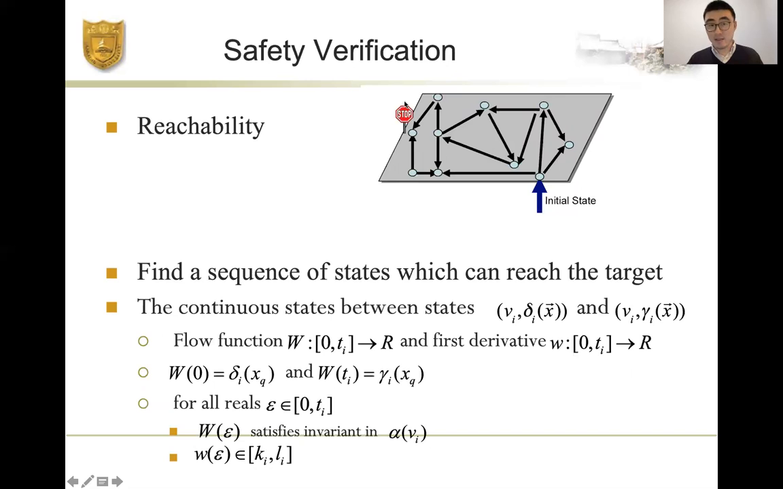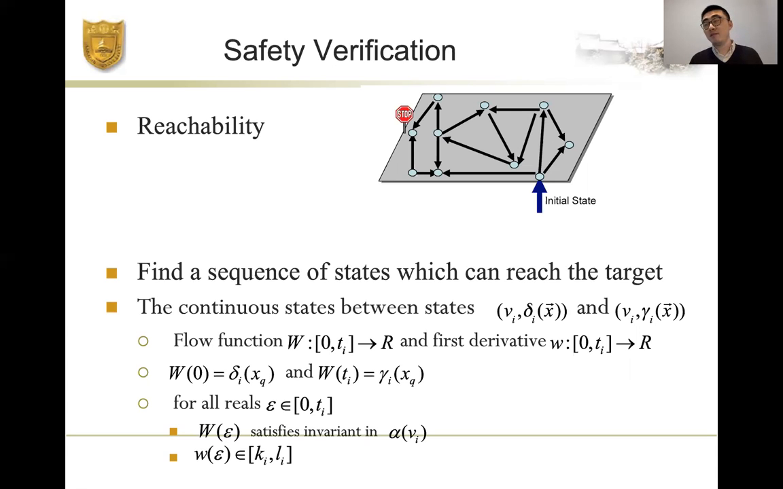If it is yes, then it means the bad thing is reachable. It means the bad thing may happen. So reachability is very closely related to the safety verification problem. And here, the target of our work is to find a sequence of states which may reach the target.